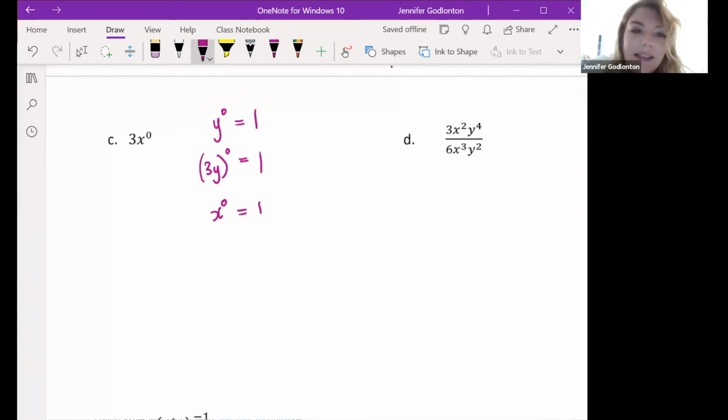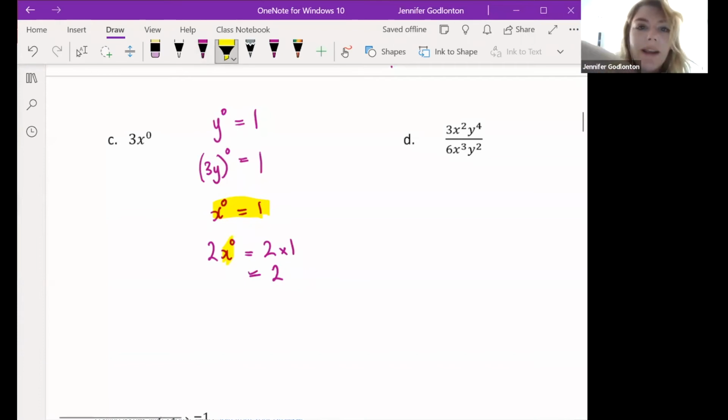But if I have 2x to the power of 0, this x to the power of 0 over here is the same as that. So that's equal to 1. So that's the same as saying 2 times 1, which is 2. So only the thing that is to the power of 0 is equal to 1. So this over here, that x to the power of 0, that's what's equal to 1. So this is the same as saying 3 times x to the power of 0, which is 1, which would then give us our answer of 3.